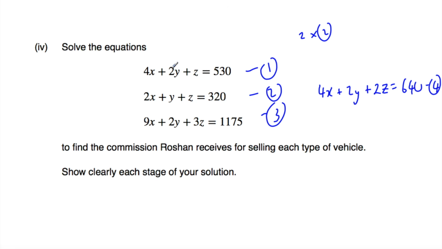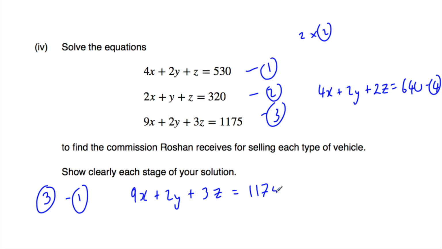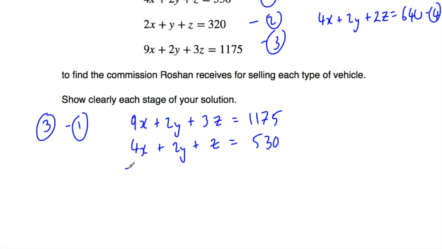And if you have a look here, all of them now have 2 y's, so that means we can eliminate the y's quite easily. So I'm going to start off by doing equation 3 subtract equation 1. So that would be 9x plus 2y plus 3z equals £1,175. That's equation 3. Subtract equation 1, which is 4x plus 2y plus z, and that's equal to £530. And if we take them away from each other, that'll then eliminate the y's. So let's subtract.